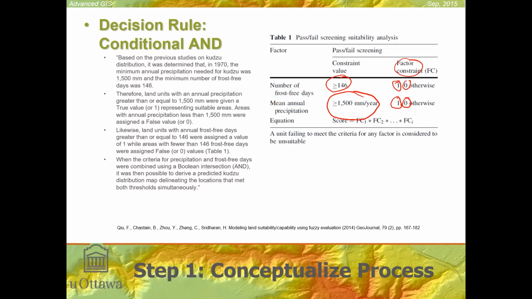And then they show a Boolean AND operation. So that's multiplied. 1 times 1 is 1. 1 times 0 is 0. So this is the intersection or Boolean AND. So the conditional AND operator. As I mentioned in the previous module, AND and multiply for Boolean layers are the same thing. So for these two factors, we put them together as such.